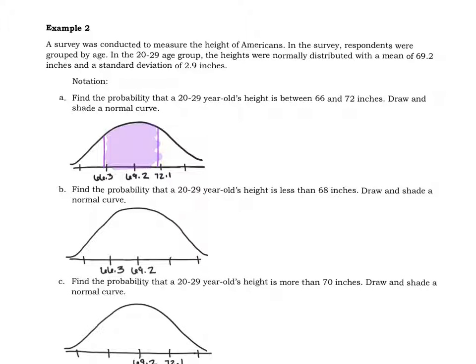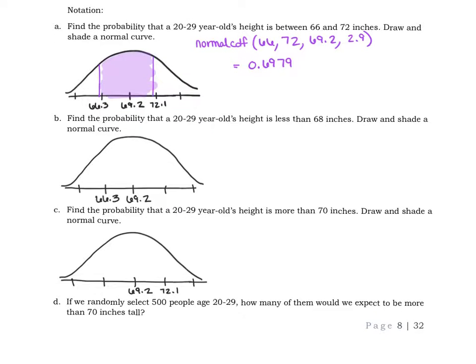When we want to find the area, that's when we use our normal CDF function. And we do have a lower boundary that is 66. Our upper boundary is 72, mean of 69.2 inches, standard deviation of 2.9 inches. And so that should give us a probability of 69.79. So about 69.79% of all 20 somethings are between 66 and 72 inches tall. Okay, moving on to question B.